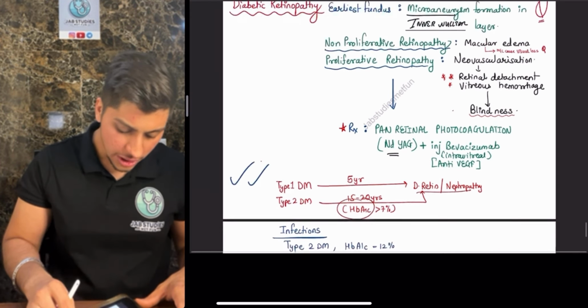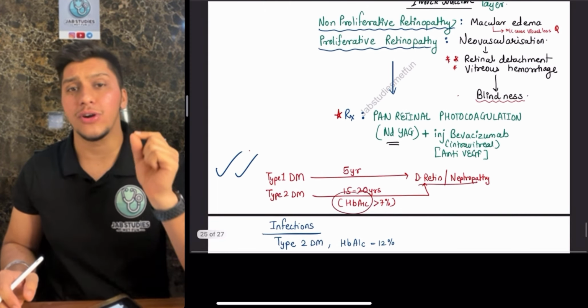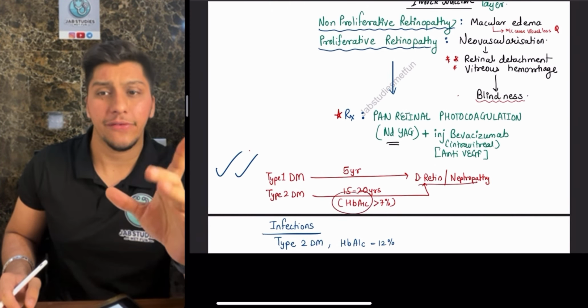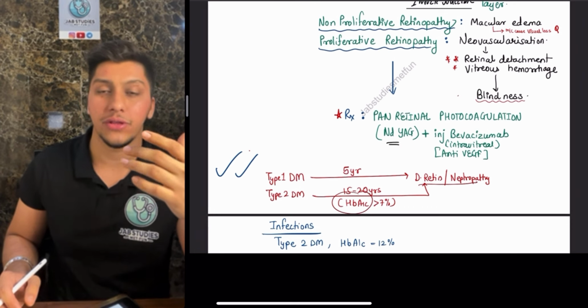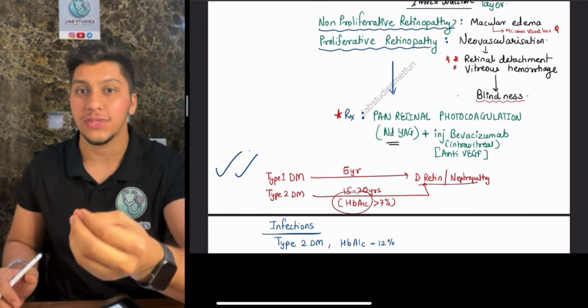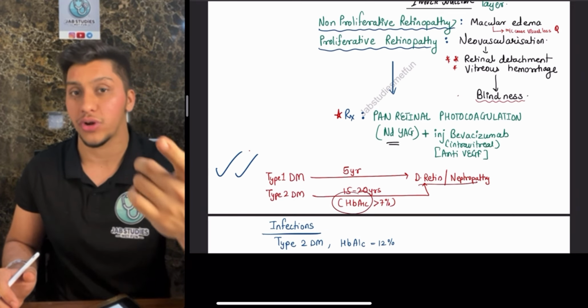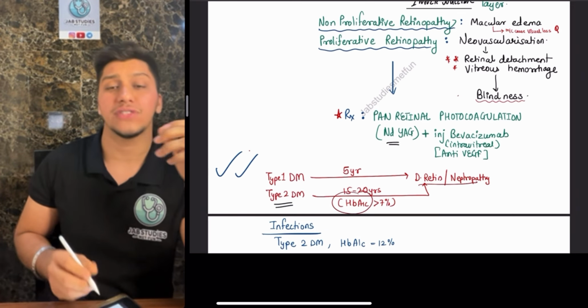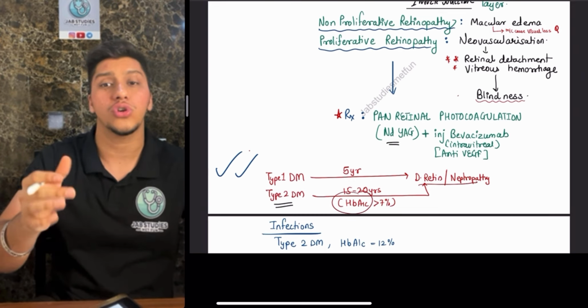Okay? Remember, doctors, that in type 1 diabetes, the chances of the patient developing diabetic retinopathy, nephropathy or neuropathy within 5 years are much higher compared with type 2 diabetes, in which they develop slowly over around 15 to 20 years.